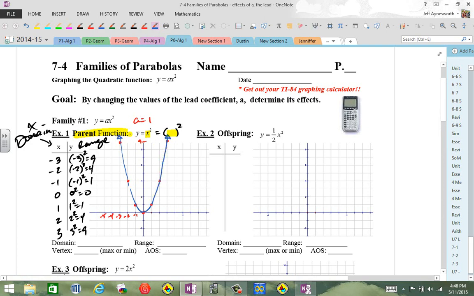Now parabolas always get wider as they get taller, right? Or if they're going down, they get wider as they go down. So remember that. They never curve back inward. They always get wider as they get taller.